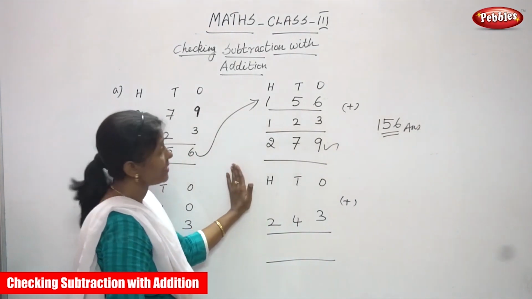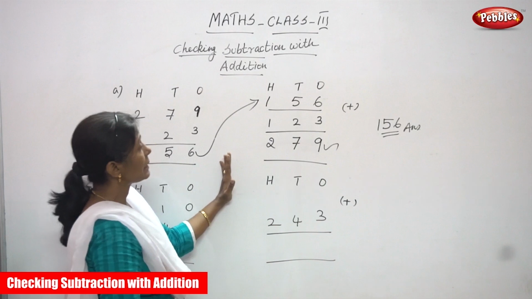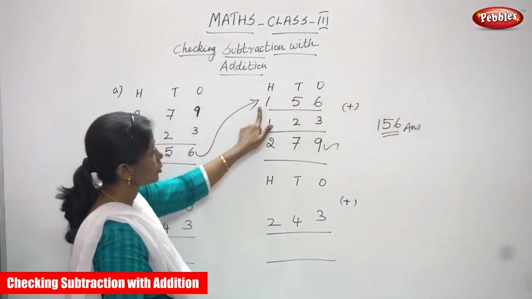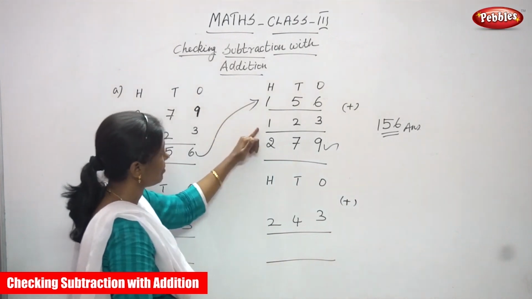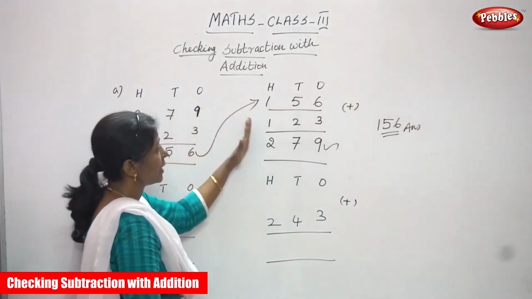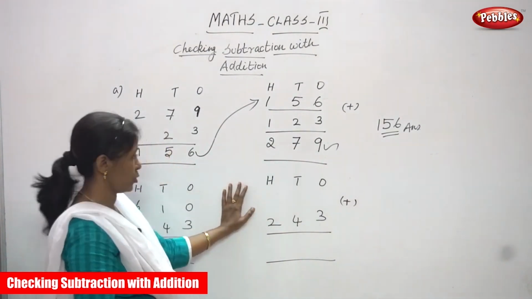So I think now you understand checking subtraction with addition. First you do the subtraction, then you write the answer as it is on the top. Then you write the second number. Then you add both numbers. If you get the question, the answer is exactly correct. That is the checking subtraction with addition method.